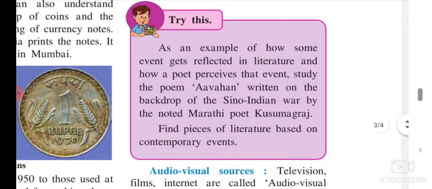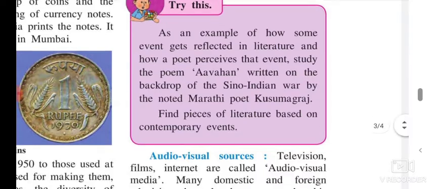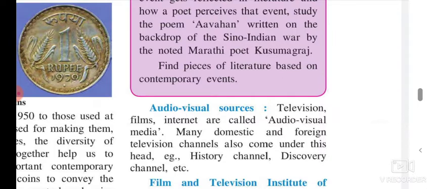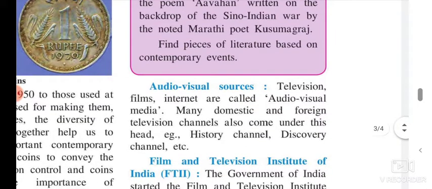You have an activity here as an example of how some event gets reflected in literature and how the poet portrays that event. Study the poem Avahan, written against the backdrop of an Indo-China war by the noted Marathi poet Kusumagraj. Find pieces of literature based on contemporary events.